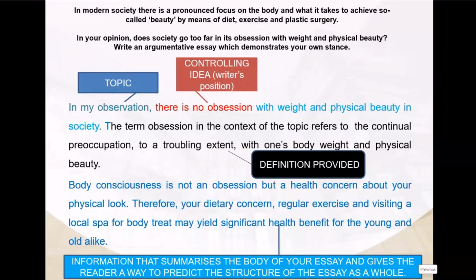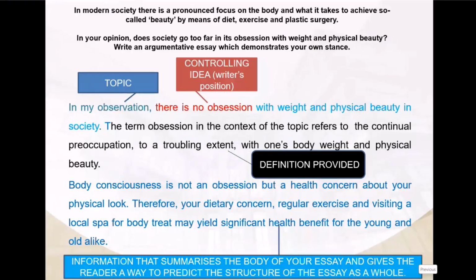But then he goes on and he says the term obsession, this is now the definition. Remember in the introduction, we said it's not compulsory to define, but if you feel there's a need for you to define something or a keyword, you're welcome to do so. So here he defines, in the definition, the term obsession in the context of the topic.